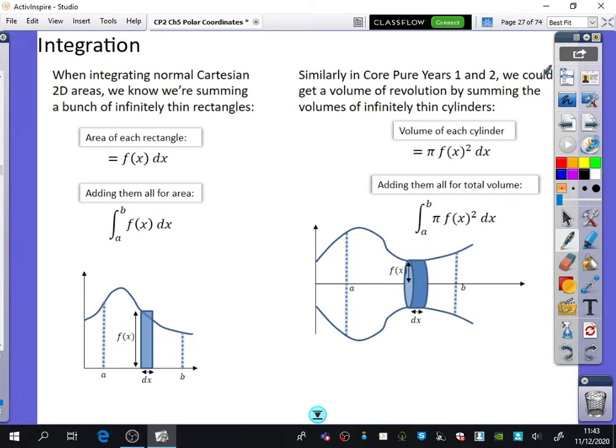And that's what it looks like when it's just with rectangles in 2D. But then you've also had a look in Core Pure Year 1, and it comes up in Year 2 again, at volumes of revolution, which is done by summing the volumes of infinitely thin cylinders. The cylinders were pi f of x squared dx, where f of x was like the radius. You add them all together to get the total volume. We more commonly see that as pi y squared dx, because f of x is the same as y. You're imagining all of those medallions lined up to find the volume underneath. So we have to flip around and think, what's it going to be like with polar coordinates? Because it's going to be a slightly different kind of definition.